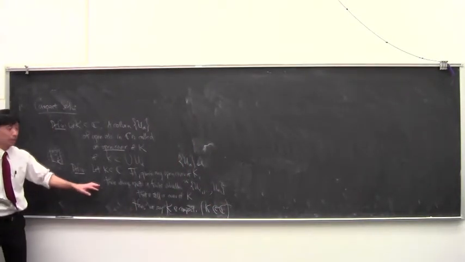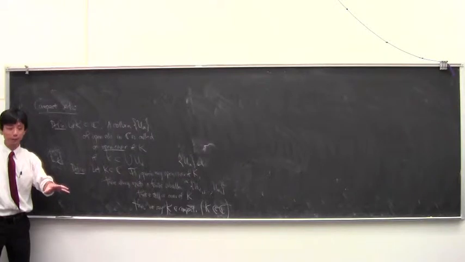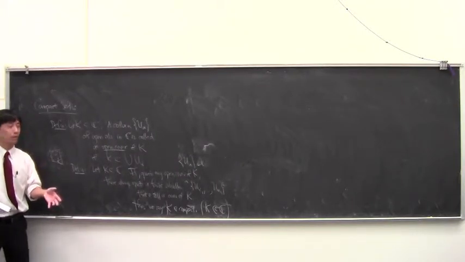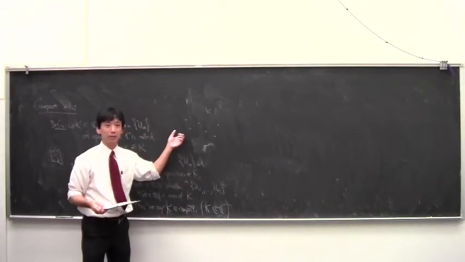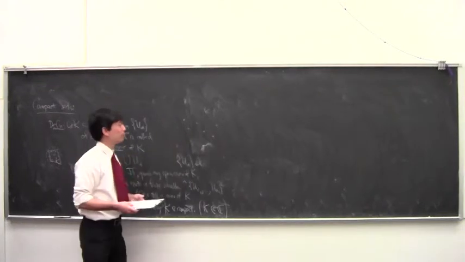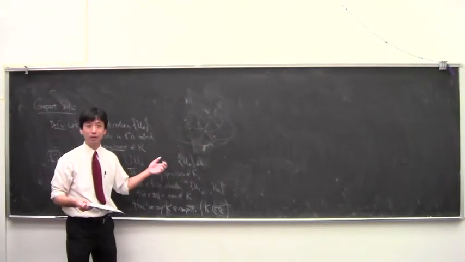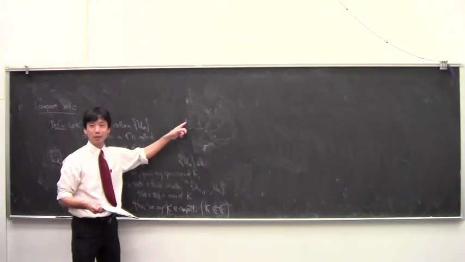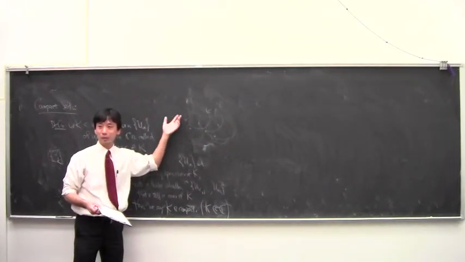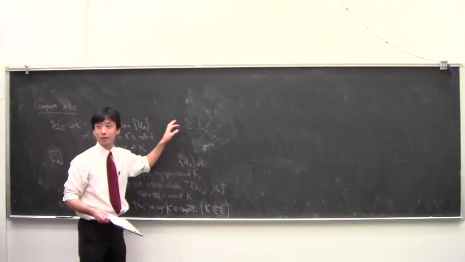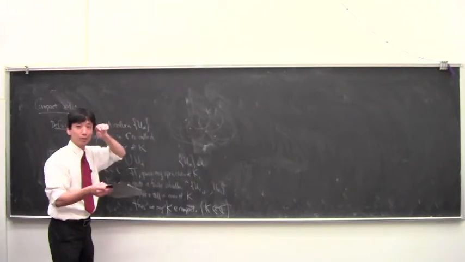So being compact is this weird thing that whenever you have any cover of your set, you can always find a finite subcollection of that cover that still covers your set. Clearly, if my set K is finite, then it is compact. Somebody gives you an infinite cover and asks if you can find a finite subcover. You just choose one set to cover each point, and you have a finite subcover. No matter what cover you're given, you can always find some finite subcover.